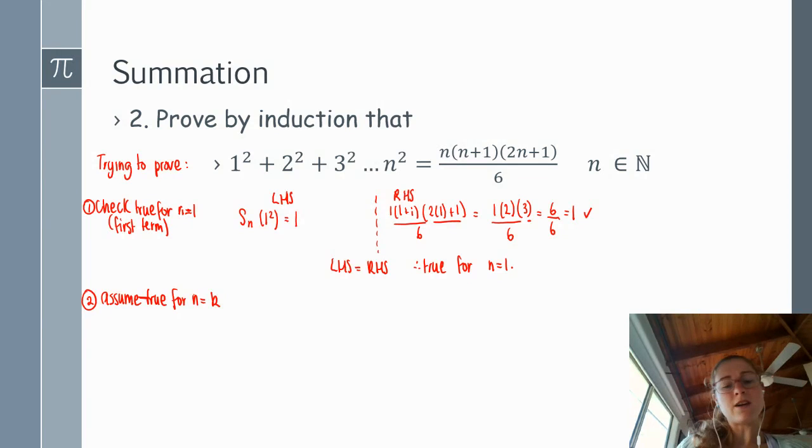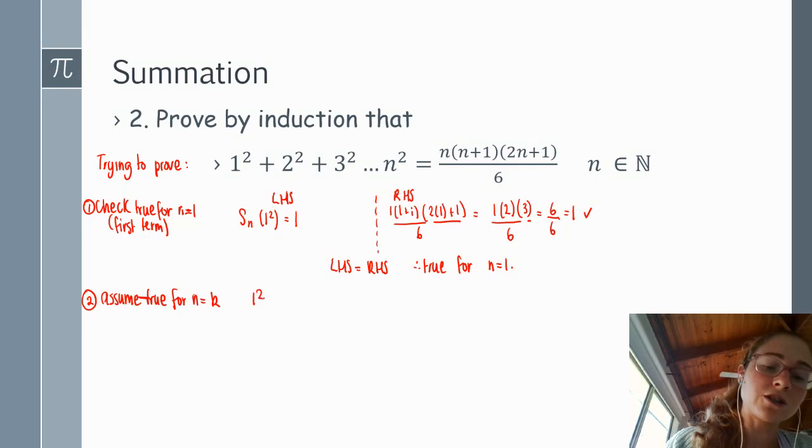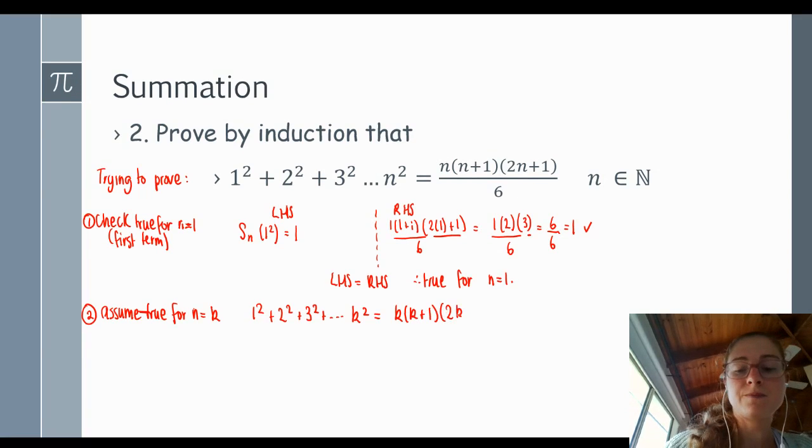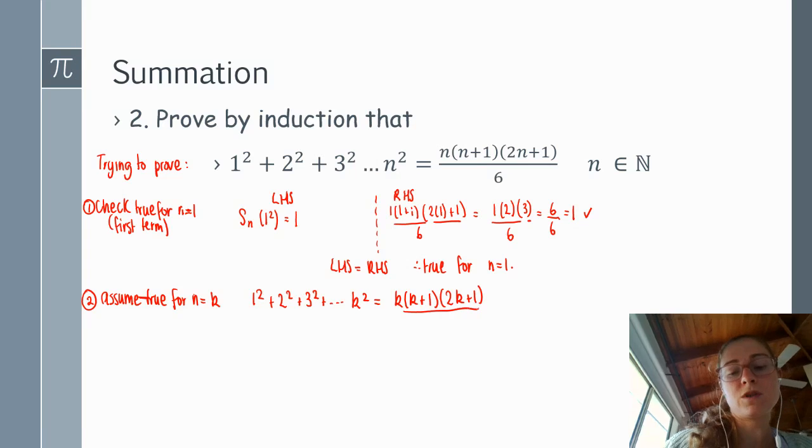Okay, so where I see k on the left-hand side, just put it on the right-hand side as well. So we're going to assume this is true all the way to k squared is equal to k bracket k plus 1, 2k plus 1 over 6. Third step, I'm going to run out of room soon, so I might need to swap slides.